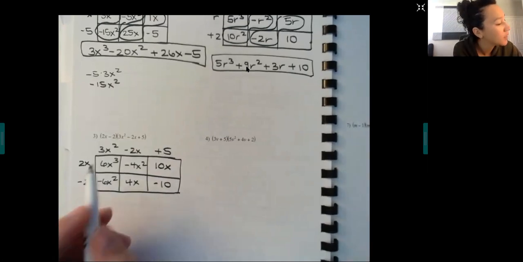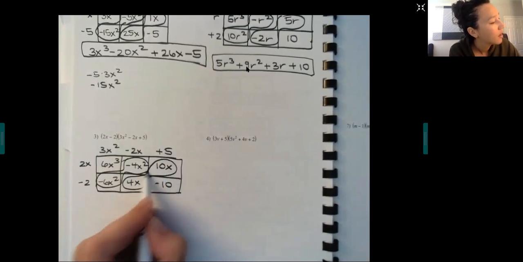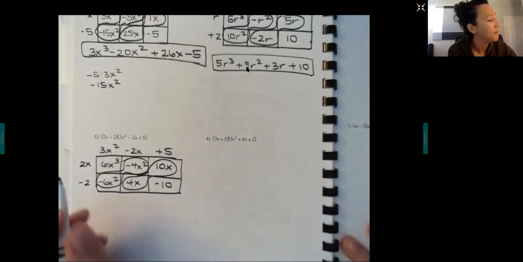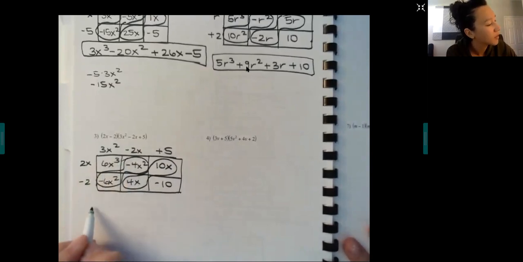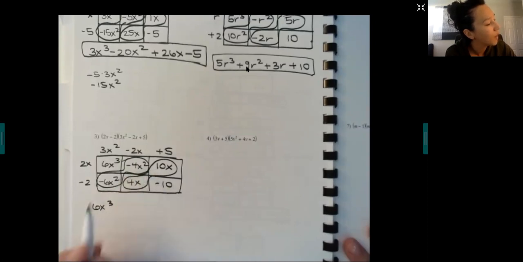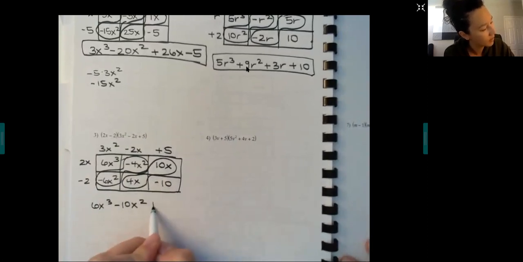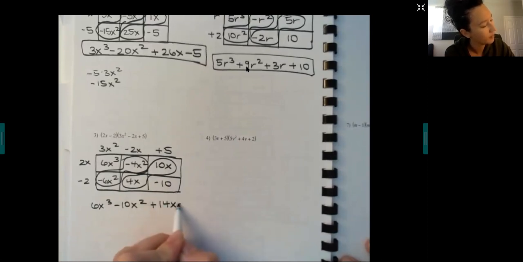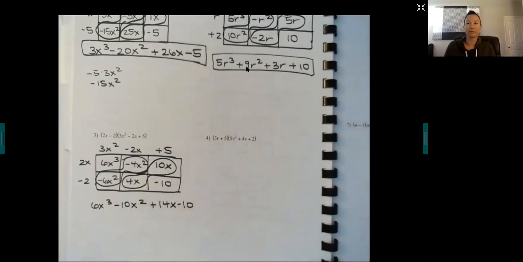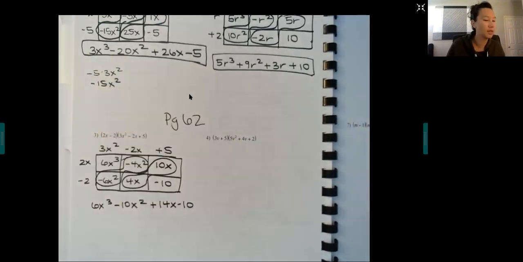Okay, so then we just need to add up our boxes and make sure we combine our like terms. So we'll circle our like terms so that we know, and then we start with the highest power. So we have 6x cubed, and then we have negative 6x squared minus 4x squared. So that's negative 10x squared. Then we have 4x plus 10x, which is 14x, minus 10. And we are on page 62 if you just joined us.